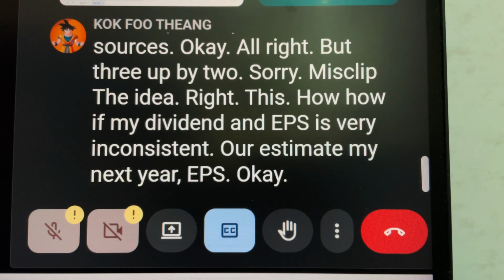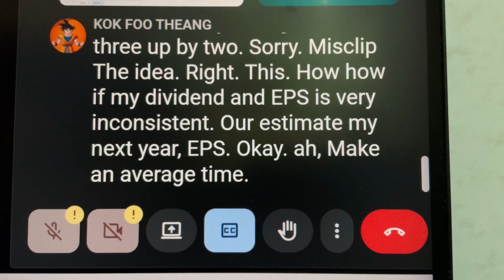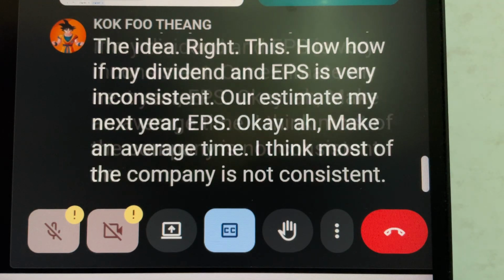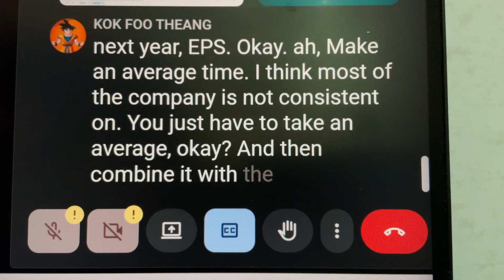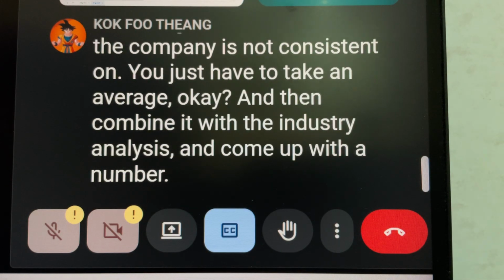Okay. Take an average. I think most companies are not consistent. You just have to take an average, and then combine it with the industry analysis and come up with a number.